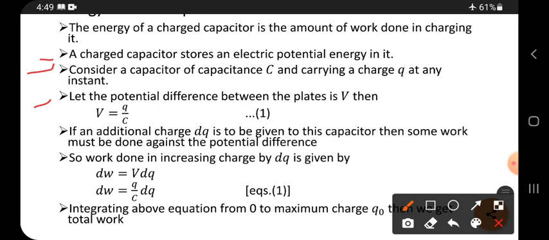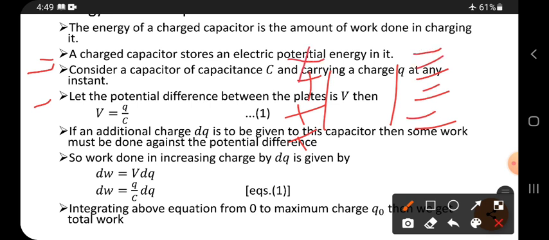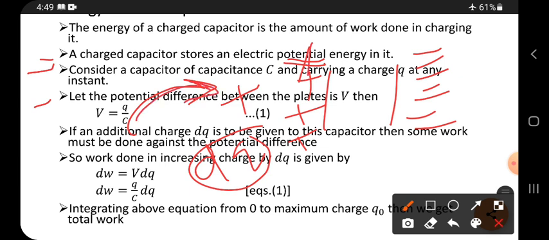Okay, so I have stored certain charges on these two plates. Now I want to keep extra charges. I kept a large amount of charge on these two plates, positive and negative. If you want to add a small amount of charge, that is denoted by dq. On this side you have to keep plus charges, so a few more plus charges must be brought. Plus will repel, so you have to do work against the repulsion force.